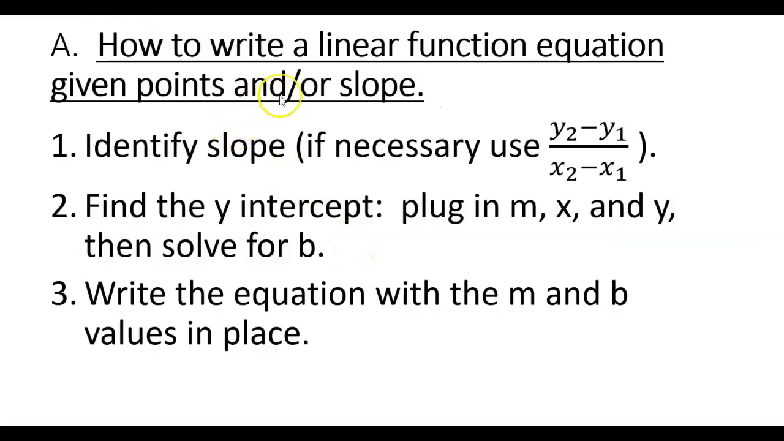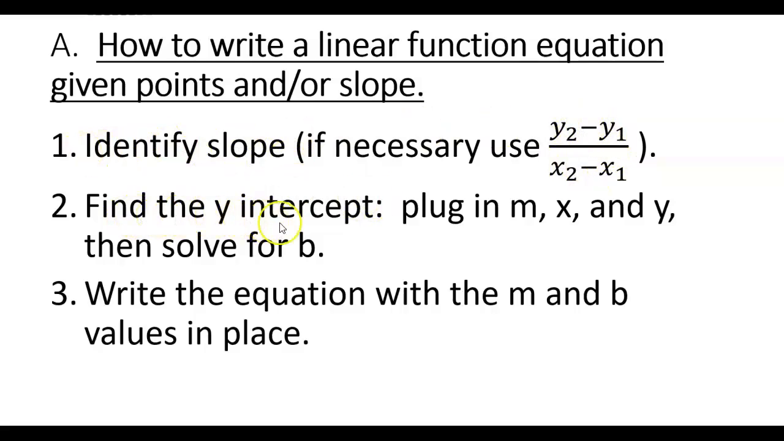So let's go ahead and do this. How to write a linear function equation if you're given points and or a slope. The first step is you want to find the slope. Now, if you get lucky, you might get an easy one where they just tell you the slope right off the bat. But if they don't, you're going to have to use your slope formula to calculate the slope. Okay? But you do need to find your slope.